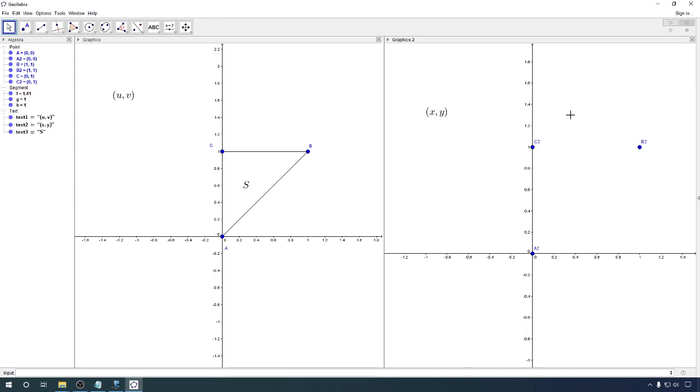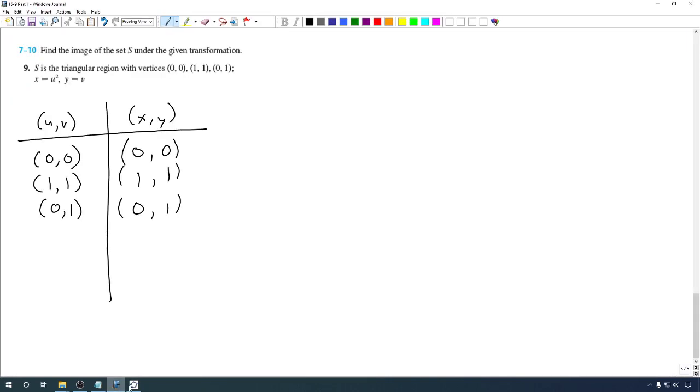Well, if we got the same vertex points, do we still get the same triangle? Does that mean our image is the same triangle? Well, not really. If we take some points on the boundary, we might see what happens to those. So let's take some points. Let's take the midpoints of the boundary of the triangle.